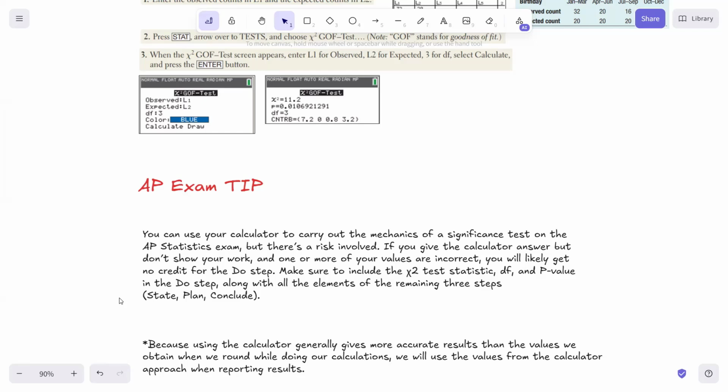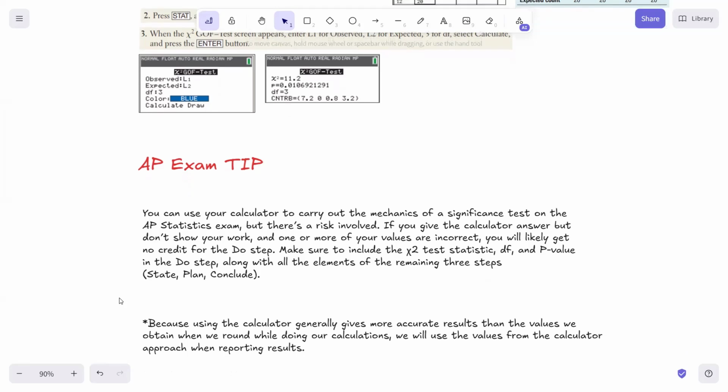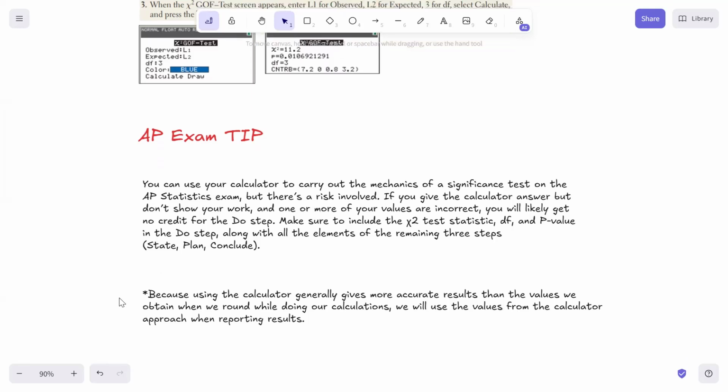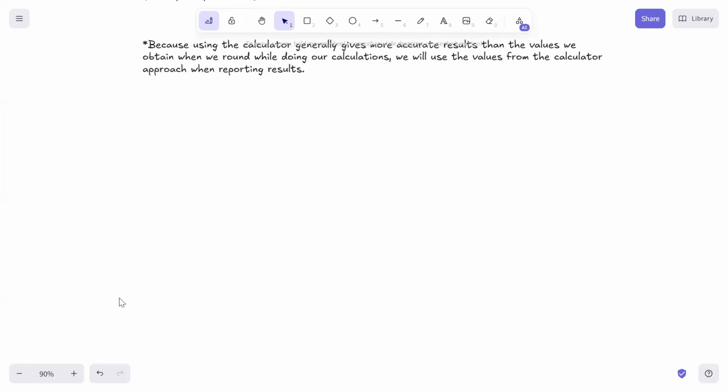Make sure you do the whole state, plan, do, and then conclude. Since using the calculator generally is going to give us more accurate results than the values you would get by hand, with some rounding in your calculations, we're going to typically use the values from a calculator when we report the results.